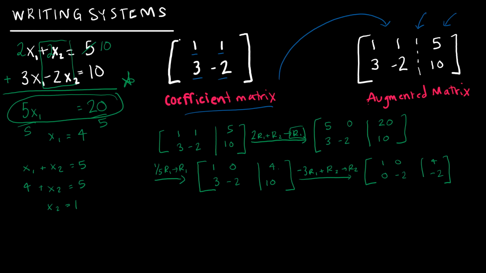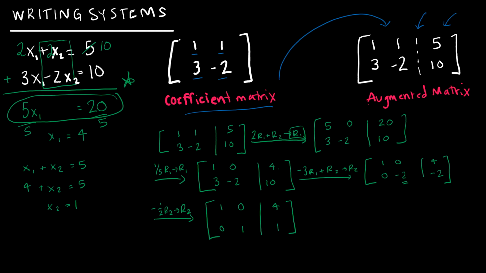Now what? Well, now I need to get this guy to be a 1. So how would I do that? I would take -1/2 of row 2 to be my new row 2. So basically I'm just saying divide it in half and change the sign. So my first row remains unchanged. My second row is half of 0 is 0, 1/2 of -2 is -1, and then of course I change the sign. And then again, half of -2 is -1, and I change the sign. And so this is my final matrix.